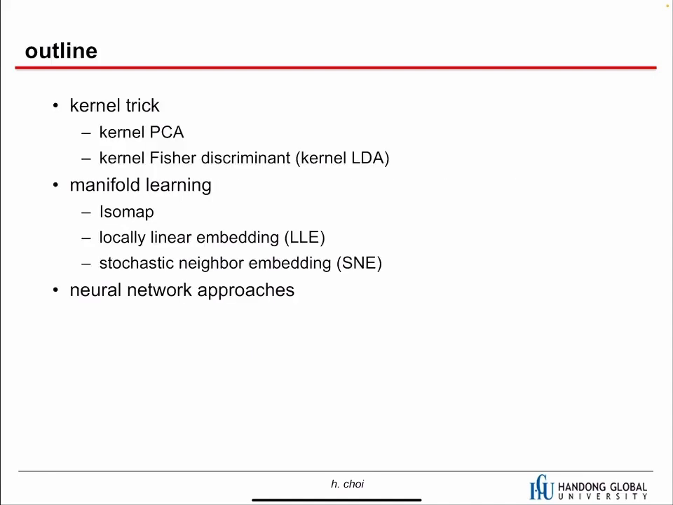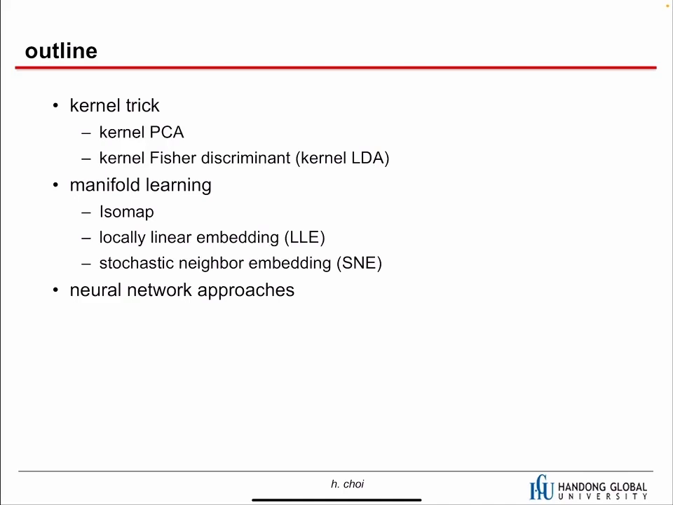First of all, we're going to talk about the kernel trick. So when we have PCA, we can generalize PCA with the kernel. And when we have Fisher discriminant analysis, we can extend Fisher discriminant analysis with kernels. Likewise, when we have ICA, we can think of kernel ICA. Whenever we have a linear method, we can think of kernel something.